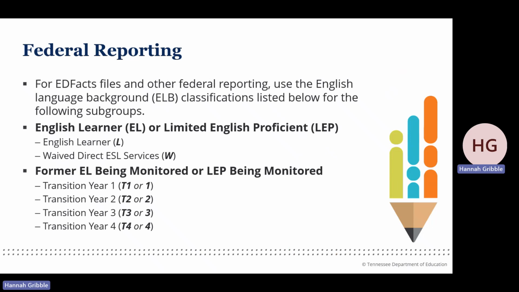For EdFacts files and other federal reporting, use the English language background classifications listed below for the following subgroups. English learner, EL, or limited English proficient, LEP: English learner, L, or waived direct ESL services, W. Former EL being monitored or LEP being monitored: transition year 1, T1 or 1, transition year 2, T2 or 2, transition year 3, T3 or 3, transition year 4, T4 or 4.